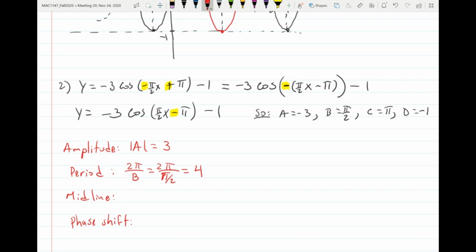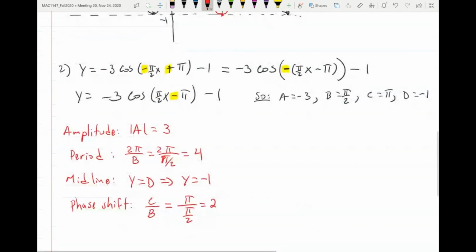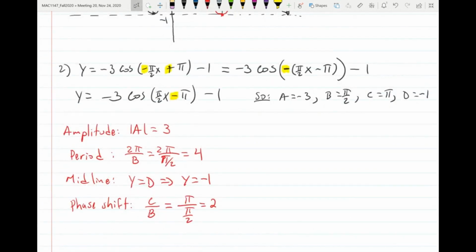And then midline, the midline, remember, is y equals d. So that would just be y equals -1. And the phase shift is c over b. Okay, so let's see, what is c in this case? C is pi, and b was pi over 2. So the phase shift equals 2. The pi's cancel out. Okay. Questions in finding these 4 quantities?